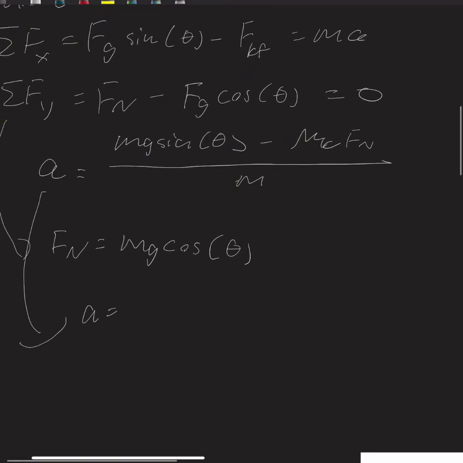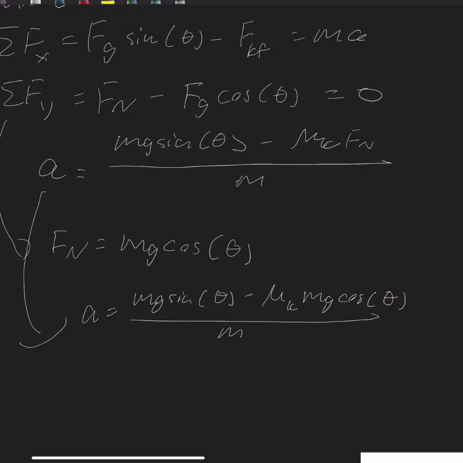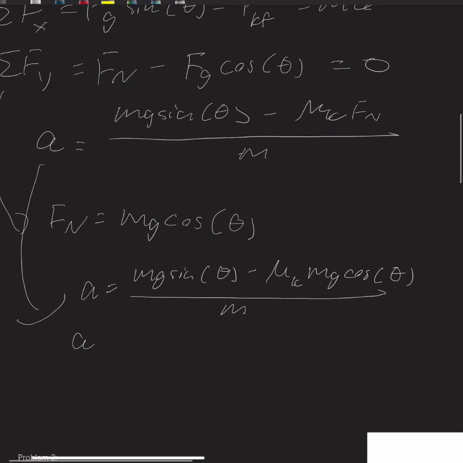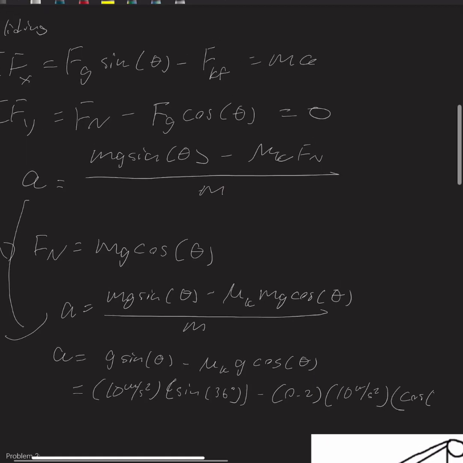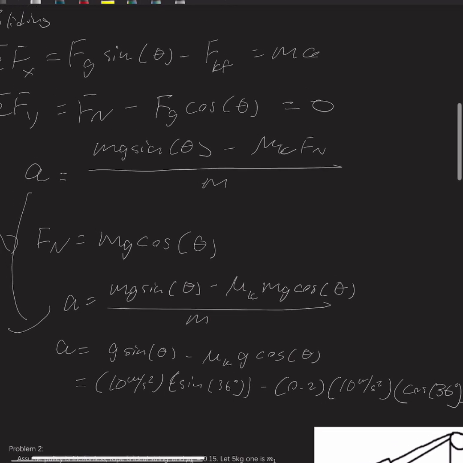We got a is equal to mg sine theta minus mu k times mg cosine theta over m, which m cancel out, so a is equal to g sine theta minus mu k g cosine theta, which we can substitute values: 10 meters per second squared times sine of 36 degrees minus 0.2 times 10 meters per second squared times cosine of 36 degrees, which is approximately equal to 4.26 meters per second squared.